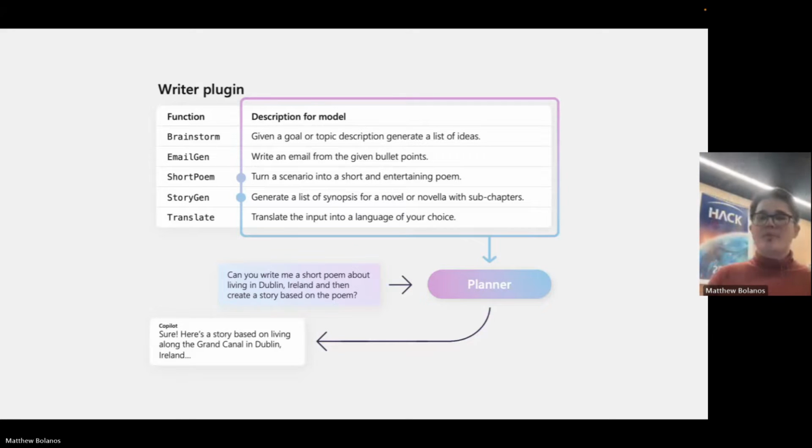So here we have an example from the Semantic Kernel repo. We have this writer plugin, which has a bunch of different functions. The functions are great, you can call them, but what's most important is the description. That description goes into the planner, we'll talk about what that is later, in order to satisfy that user's request. In this example, it knows to use the short poem and story generator functions based on the descriptions the planner was provided.